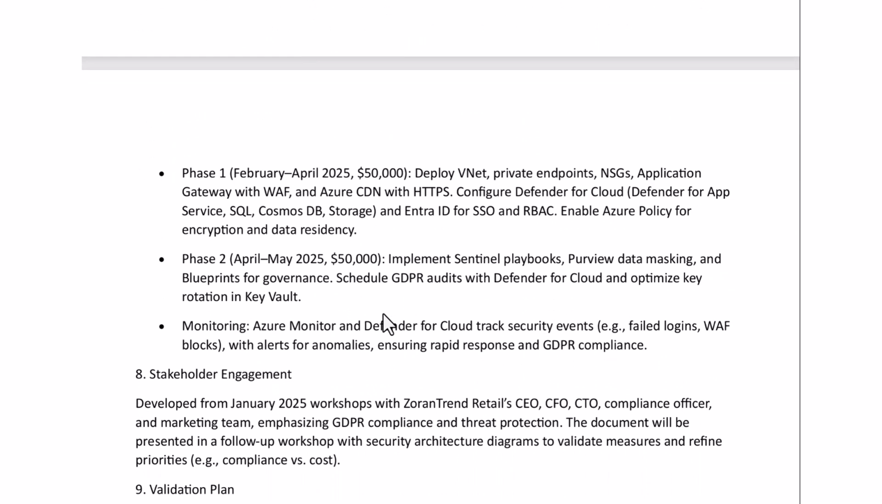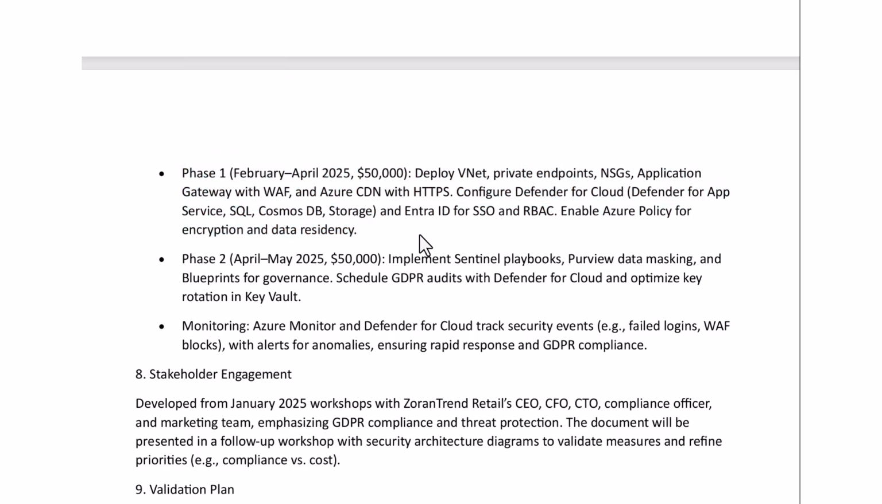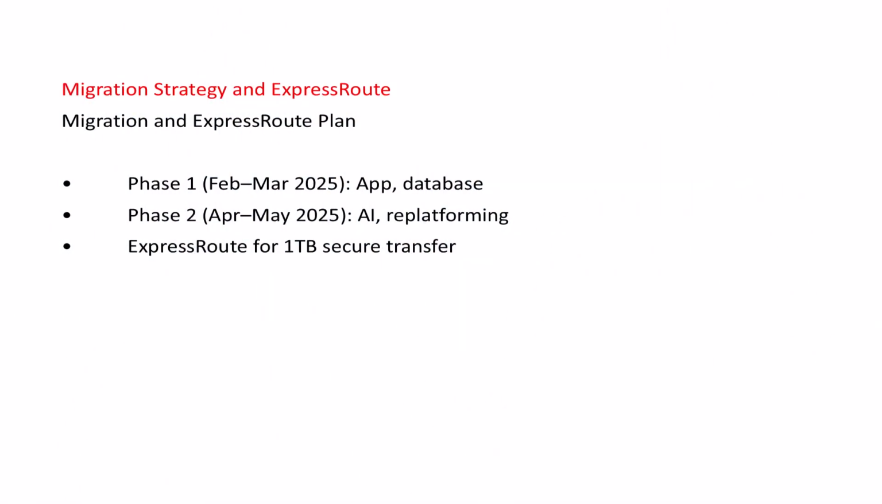Solution: implement Entra ID for single sign-on. Deploy a virtual network with subnets and network security groups. Secure SQL and Cosmos with private endpoints, encrypt with TLS 1.3 and AES 256. Enable web application firewall and DDoS protection on the gateway, and use Monitor for threat logging. Go to Part 7, Migration Strategy Document.